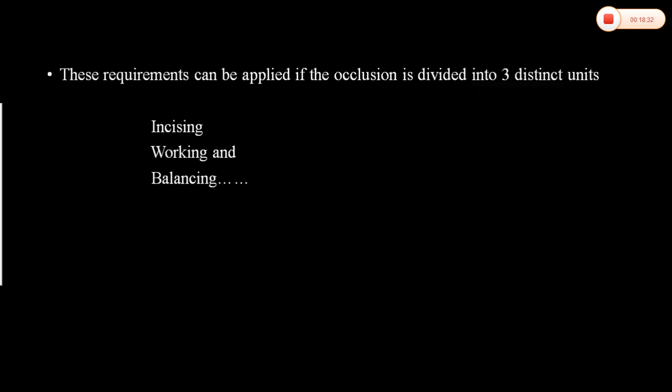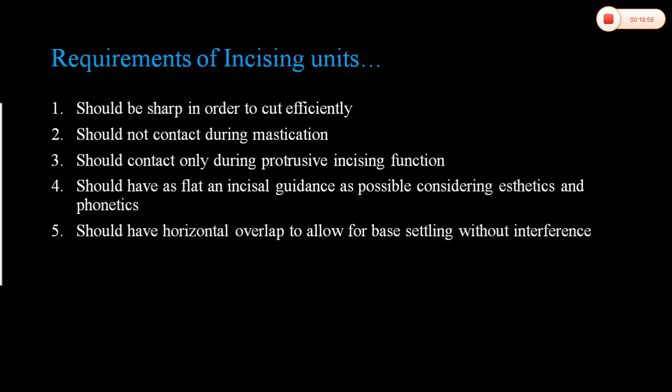Okay. Now, we have seen the requirements, right? Depending on these requirements, the artificial occlusion can be divided into 3 distinct units. The artificial teeth can be divided into 3 units: incisal, working, and balancing units.